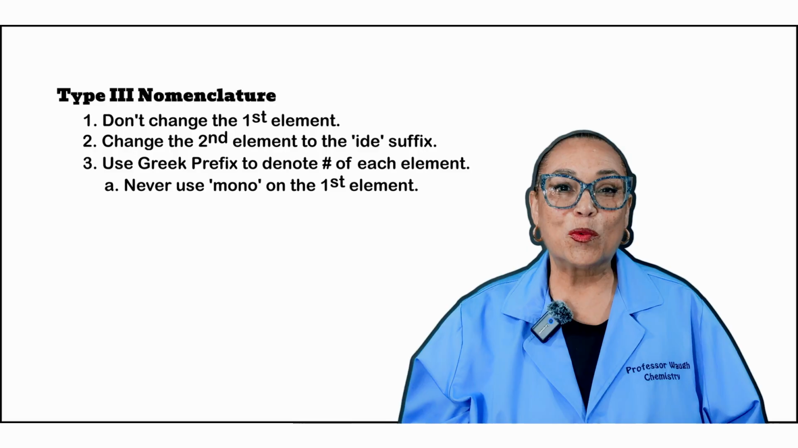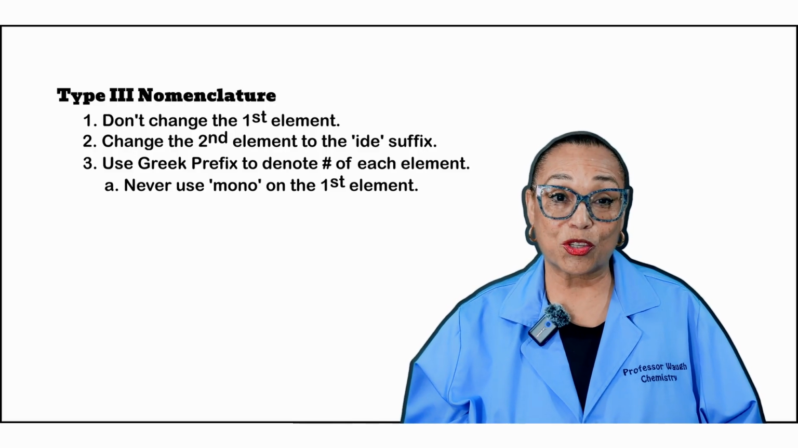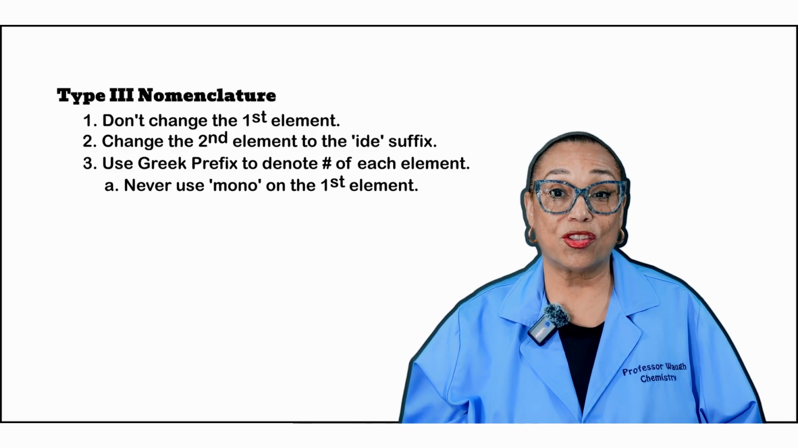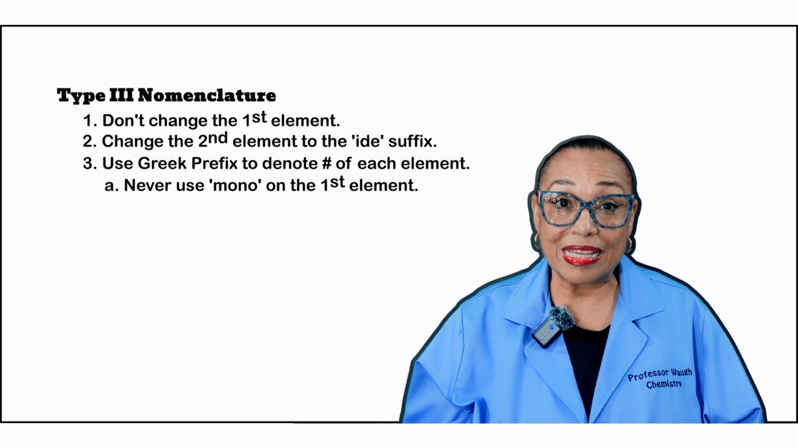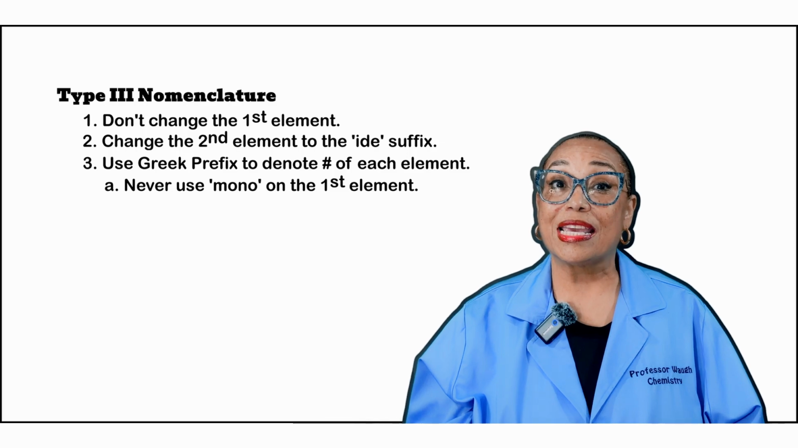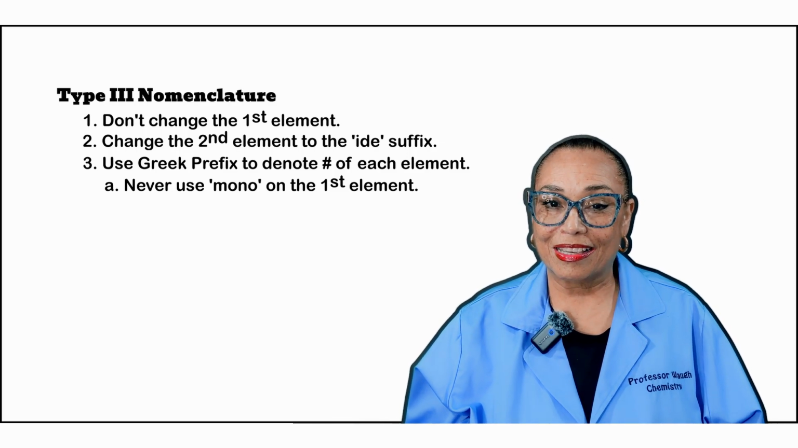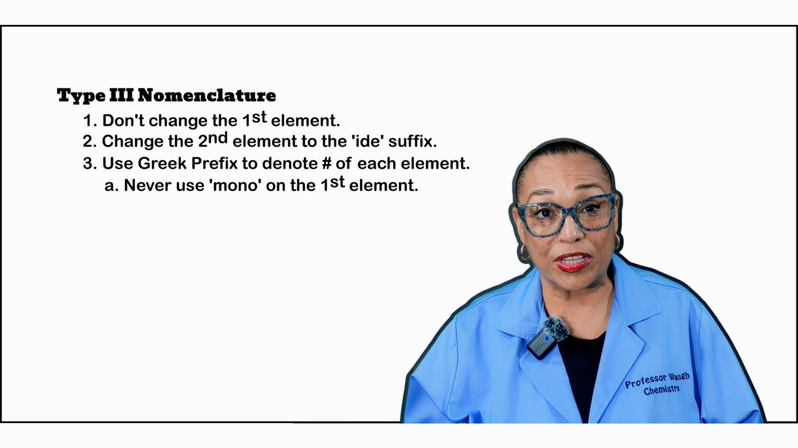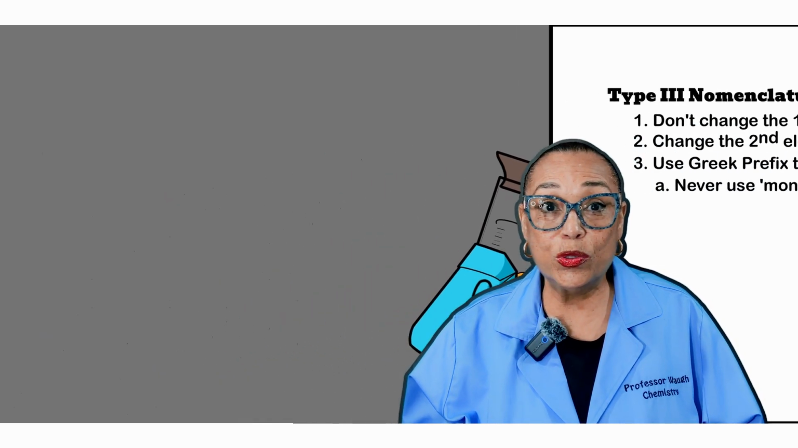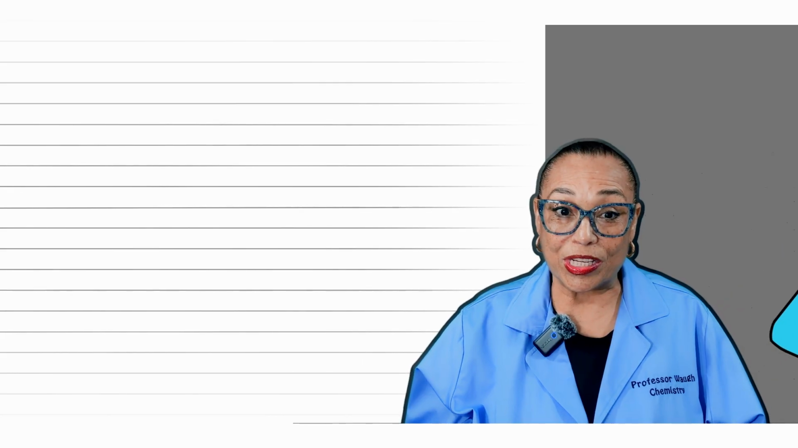To recap, when working with Type III nomenclature, you must not change the name on the first element. However, on the second element, remember to use the "-ide" suffix. And also, remember to add your Greek prefixes, but never use mono for the first element.